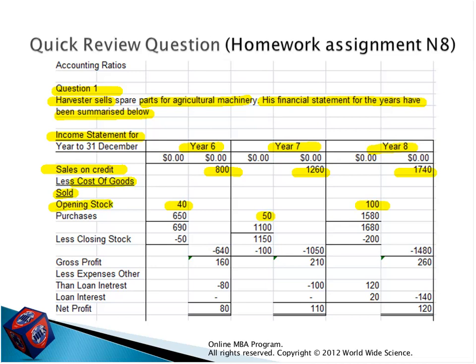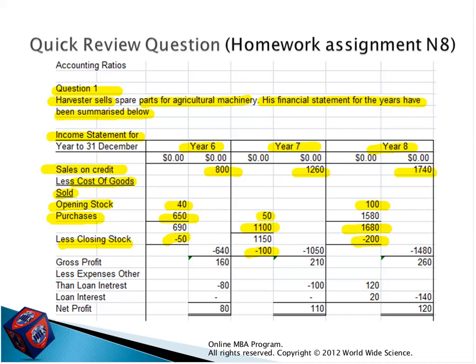Next, we have purchases, right? We have purchased some goods. At year 6, we have 650. Year 7, 1,100, and year 8, 1,680. Next, we have closing stock. Closing stock means the inventory at the end of the year. So year 6 comes with a negative figure, minus 50. Year 7 also comes with a negative figure, minus 100. And year 8 comes with minus 200.